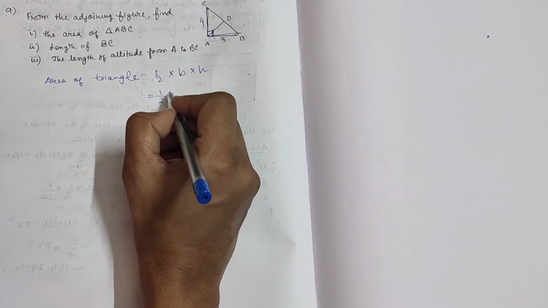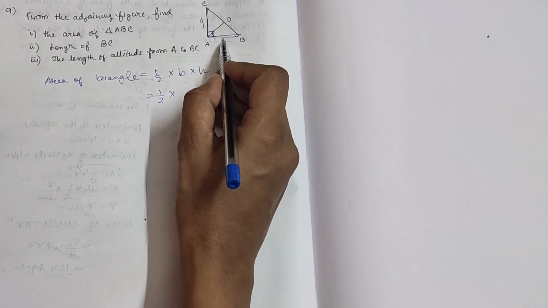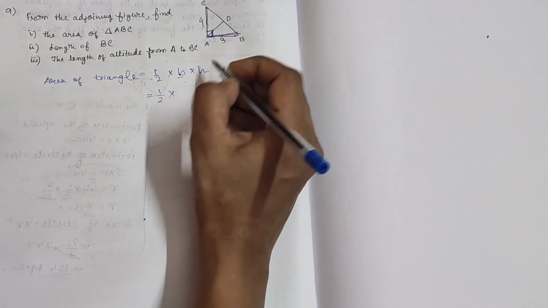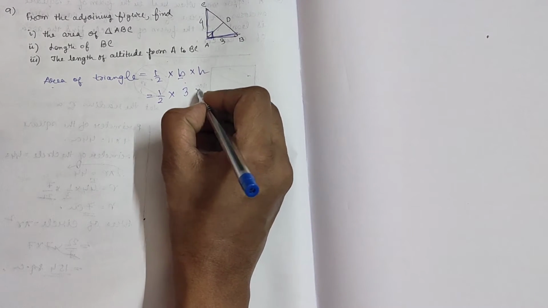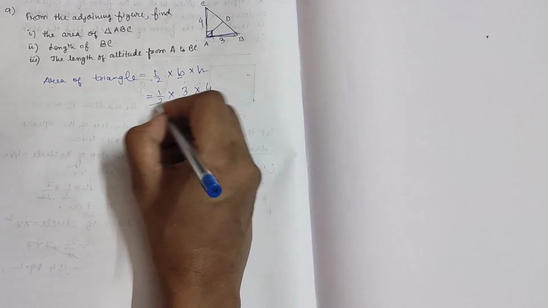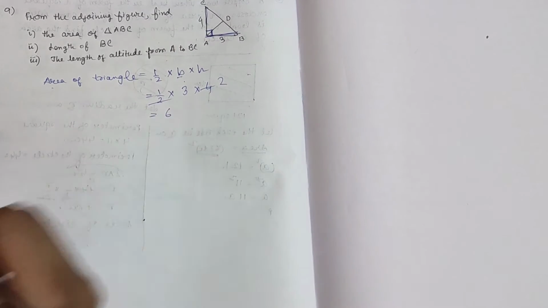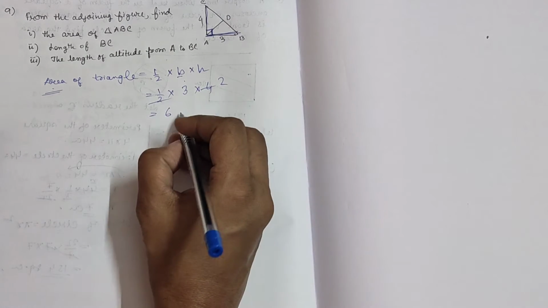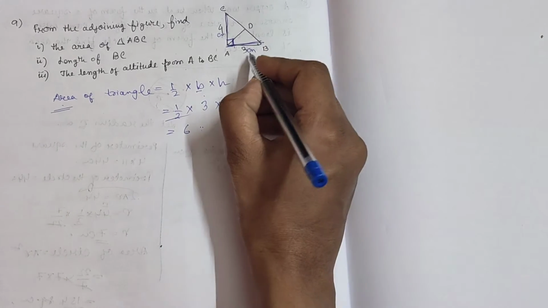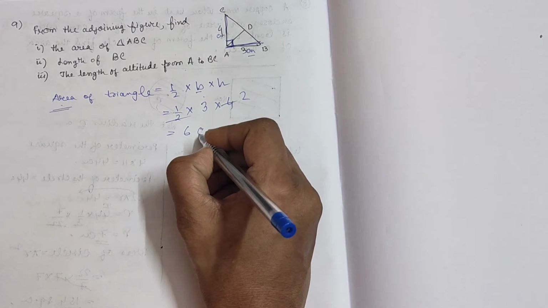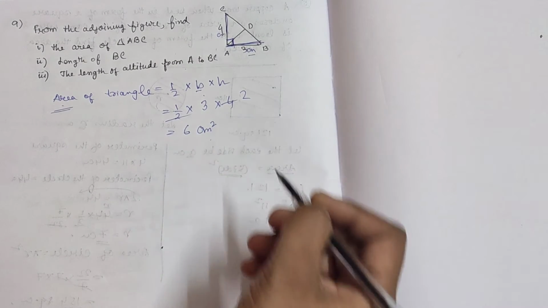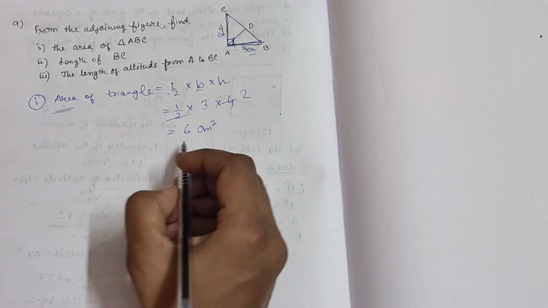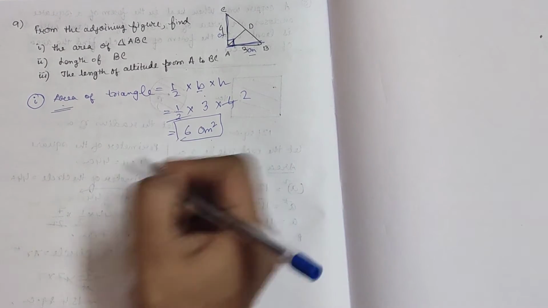So half I have written. Base is known, which is given. AB is my base, which is 3. Height is 4. So 2 3s are 6. Whenever we find out the area, we write unit square. As here the unit is centimeter, so we will write centimeter square or square centimeter. So the answer of number 1 is 6 centimeter square.